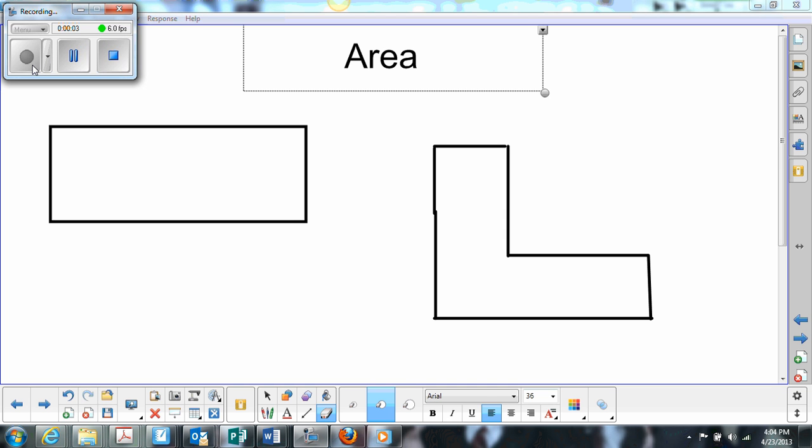Hello, L4A. This time we're going to be looking at area. So area of a rectangle and area of rectangles within an irregular shape.